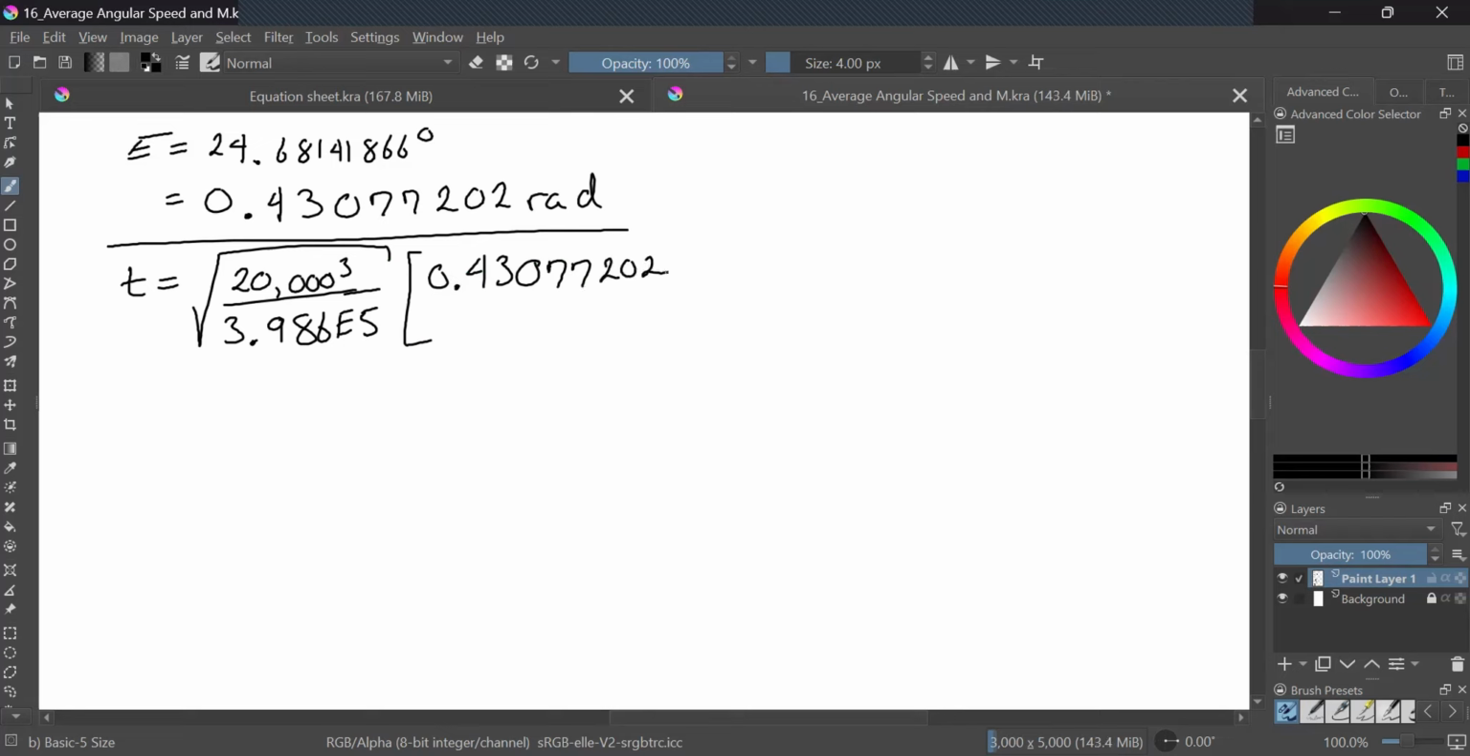0.4307702 minus 0.2 times the sine of, and for the sake of consistency, 0.430777202. Do not write degrees there because that is not degrees.